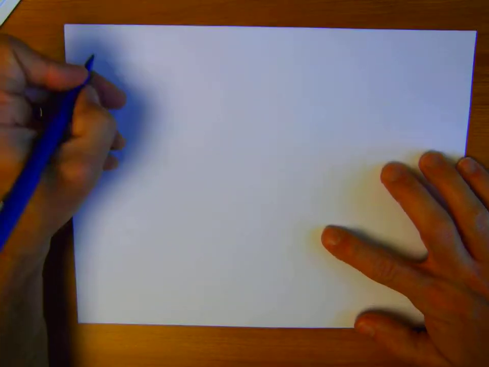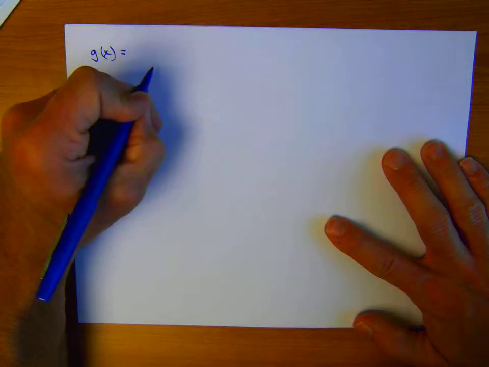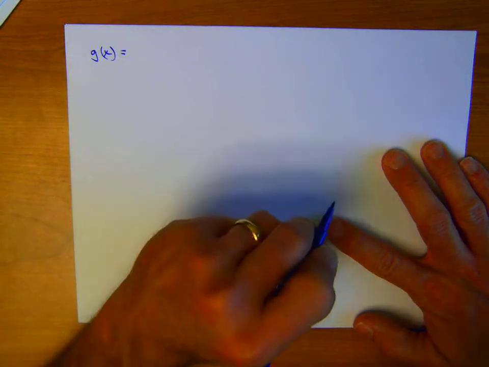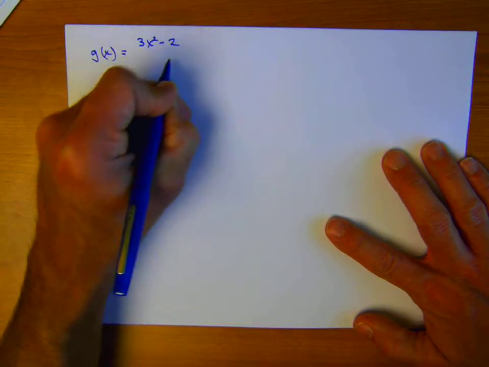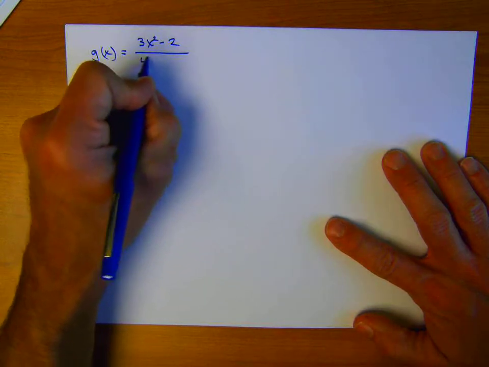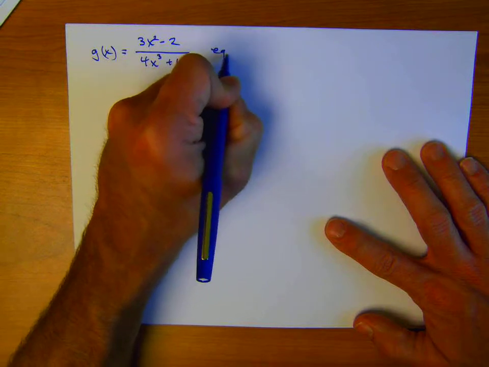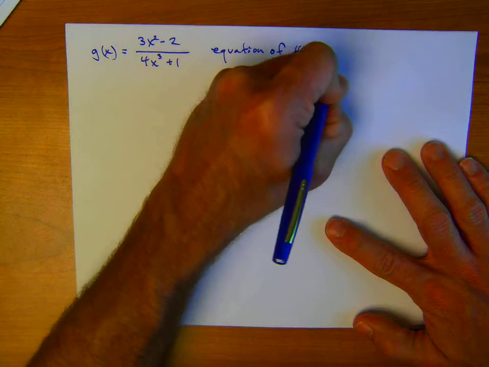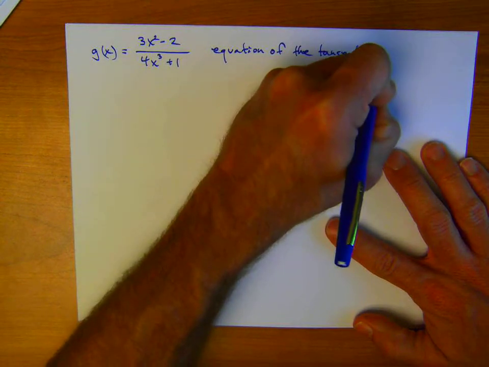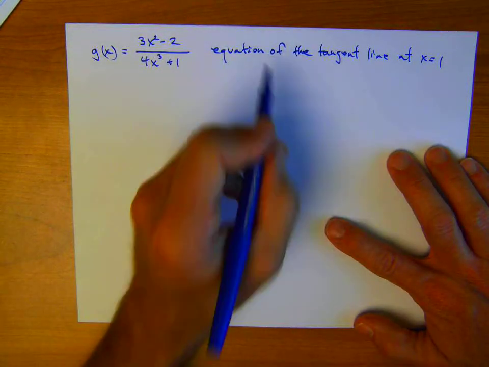in, I don't know, let's say blue. Okay, so let's say we have this function, we'll call it g of x. Not to be confused with the g of x in the denominator. That was just some general function. Now I have this specific function, which is 3x squared minus 2 over 4x cubed plus 1. And what I would like to do is find the equation of the tangent line at x equals 1.